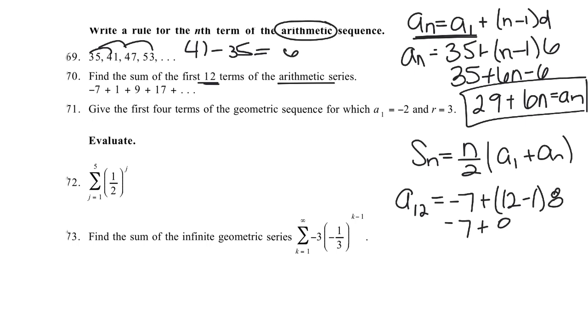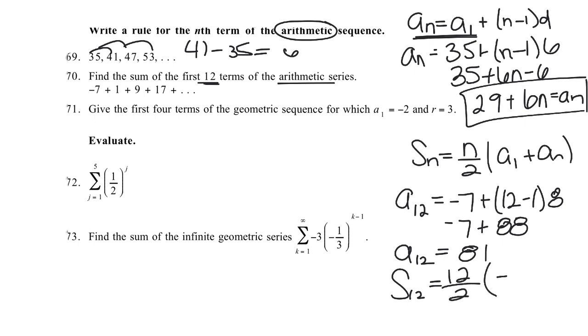So negative 7 plus 11 times 8 is 88. And 81 is my a12. Now I can use my sum formula. The sum of the 12 terms is 12 over 2 times a1, which is negative 7, plus an, which is 81. 81 minus 7 is 74. So 6 times 74 is 444. So that's our answer for number 70.